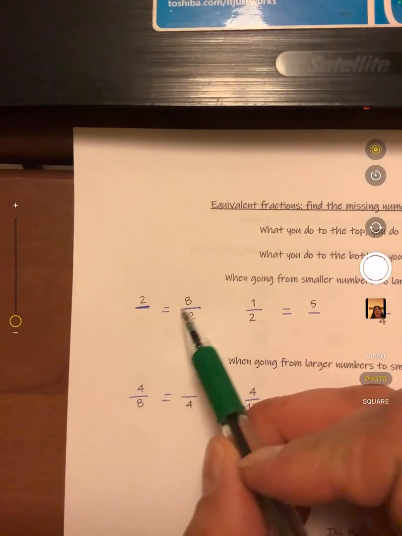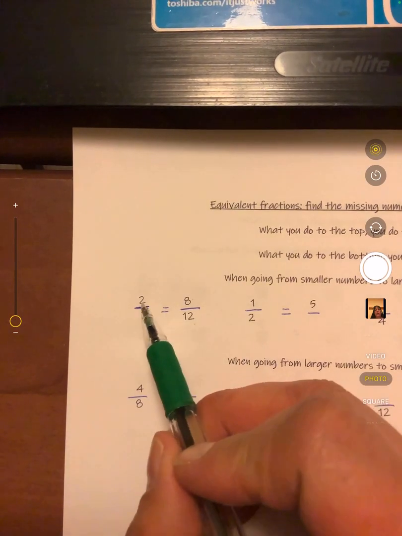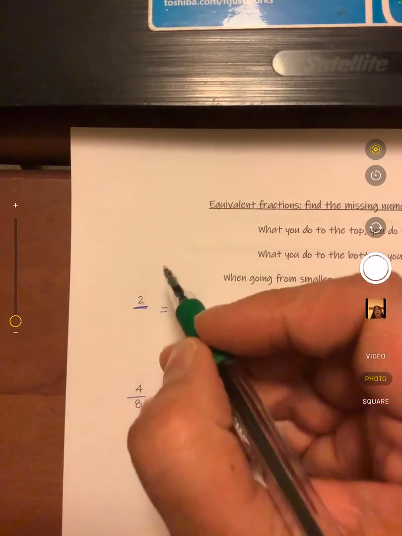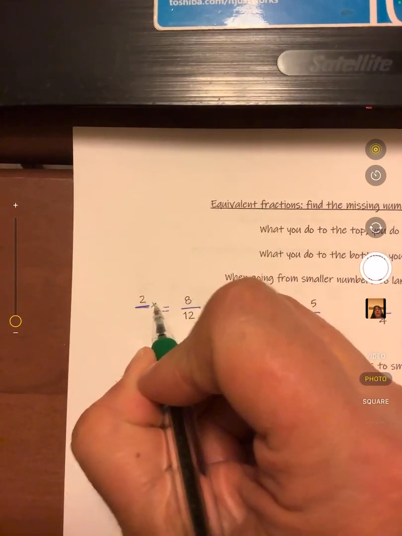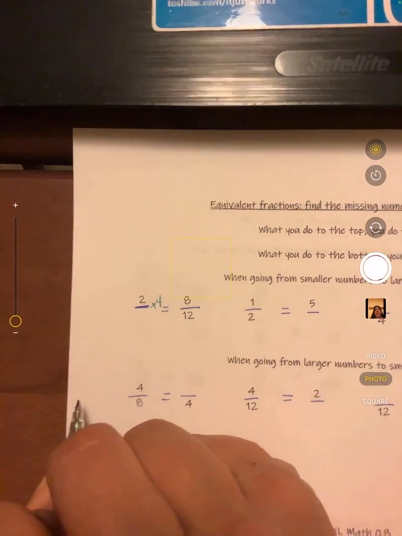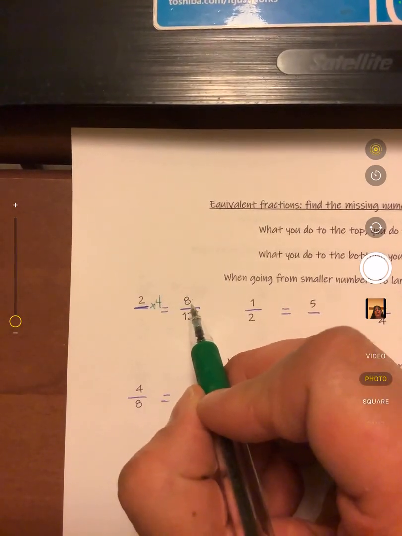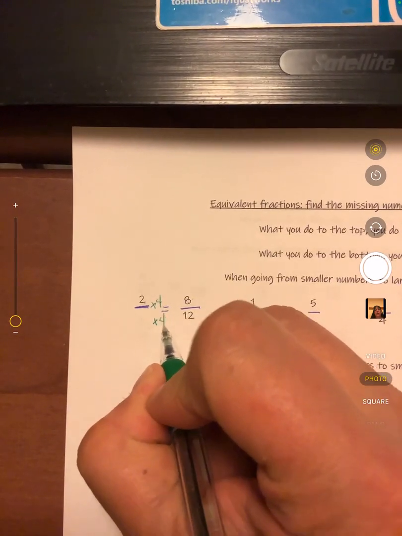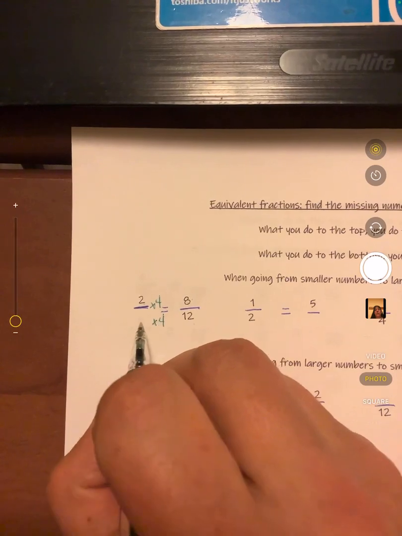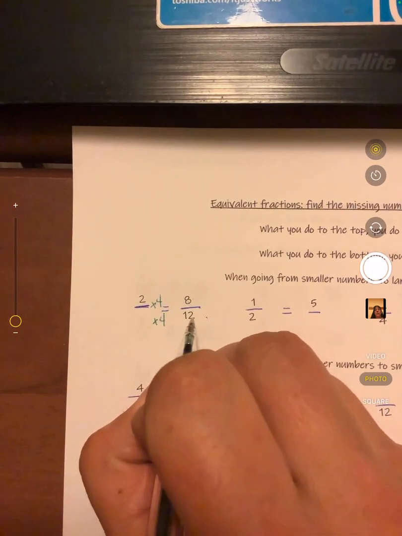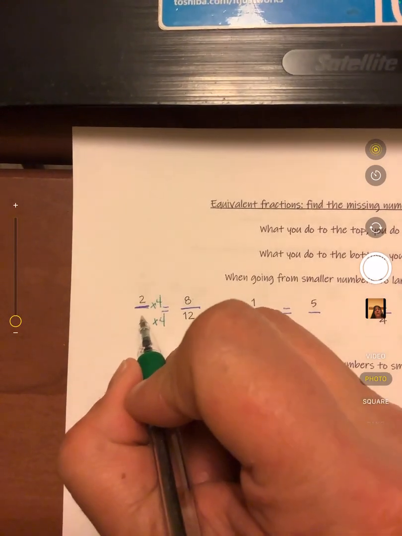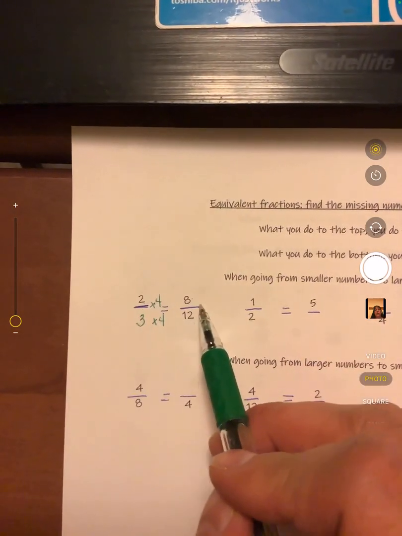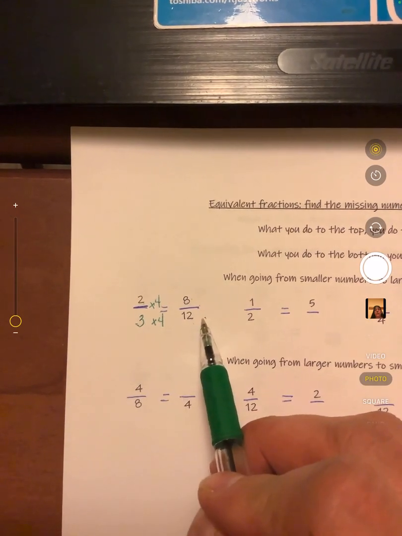2 over blank equals 8 twelfths. Now I have my two numerators. What do I do to 2 to get to 8? I multiply by 4. 2 times 4 equals 8. So in order to figure this one out, I have to know what number I multiply 4 by to get to 12. Or I could go 12 divided by 4 is 3. So 2 times 4 is 8. 3 times 4 is 12.